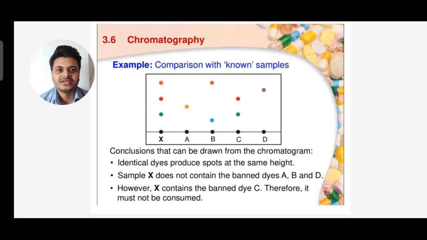So here they have taken the comparison with known samples. You can see in X there are green, red and orange. In A only orange is there, in B only blue and orange are there, and in C green and red are there. So you can see sample X, the first one, does not contain the bands of A, B and D.